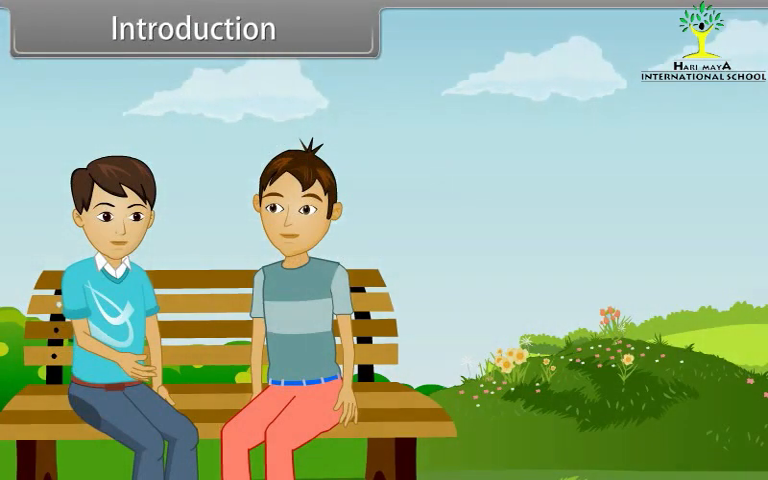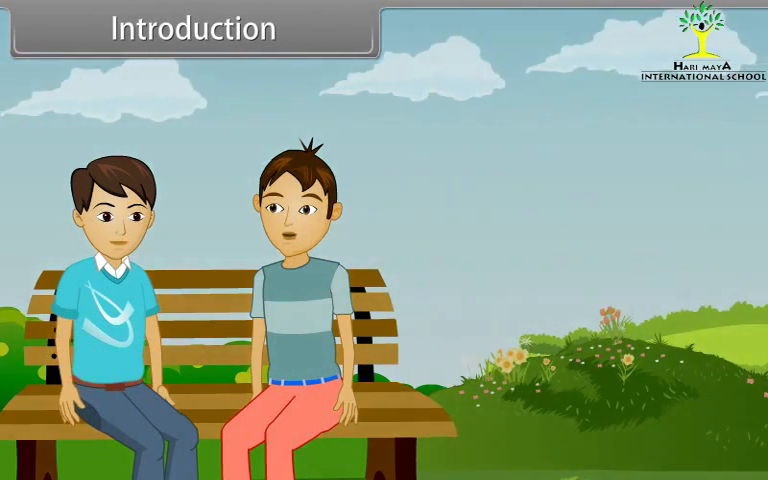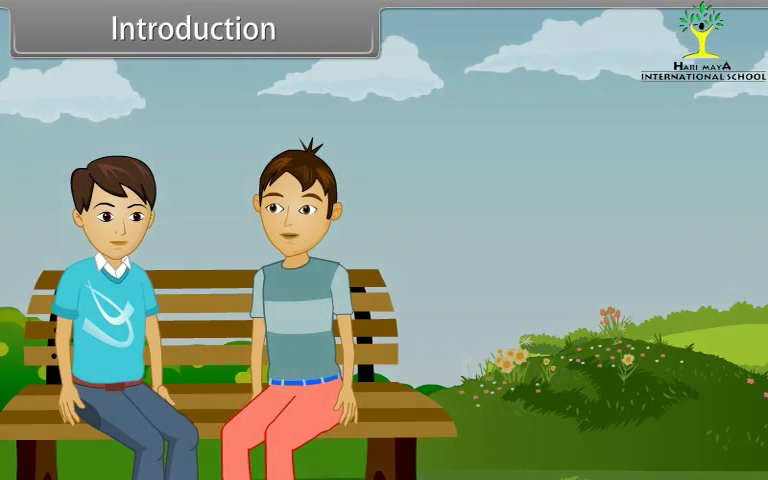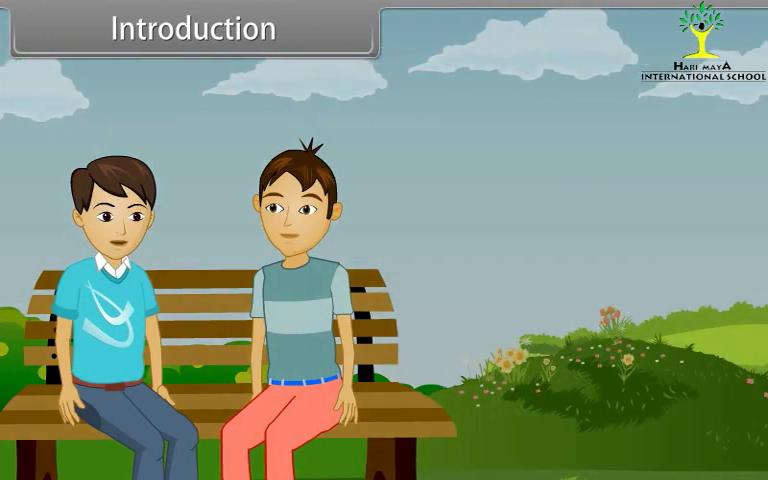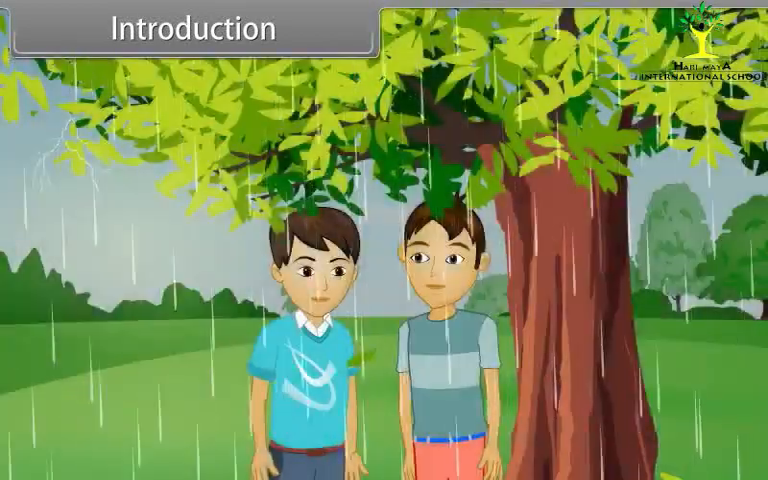Today the weather is awesome. It is quite a cool day. I think rain will start just now. We have to reach our home as soon as possible. Yes, you are right. Oh, rain has started.